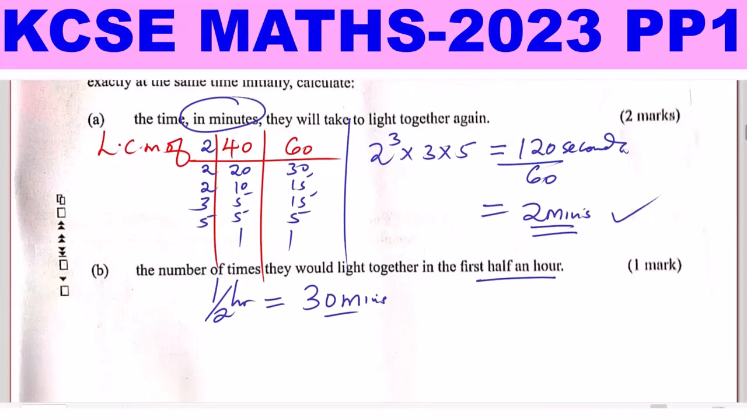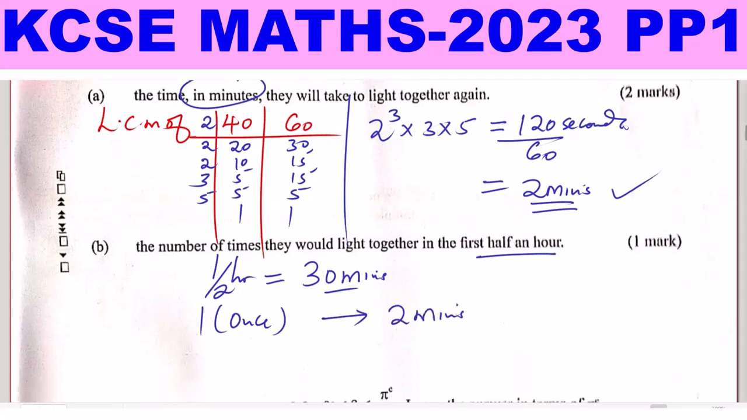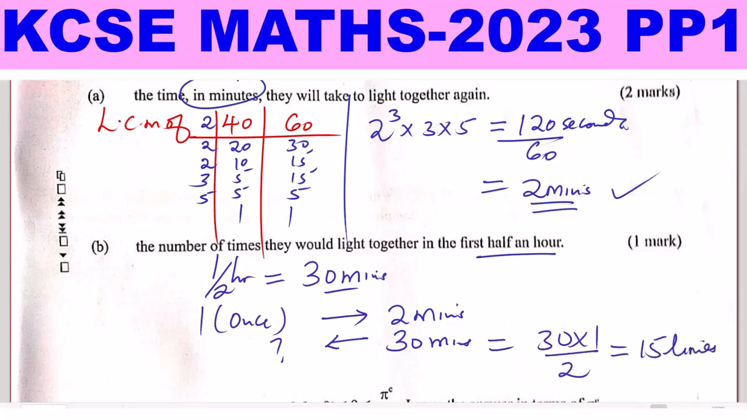So how do we get the number of times? For them to light once, they take 2 minutes. So what about in half an hour, which is 30 minutes? How many times will they light? So we take 30 multiplied by 1 divided by 2. You notice that this will give 15 times. They're going to light together again 15 times in 30 minutes, that is in half an hour.